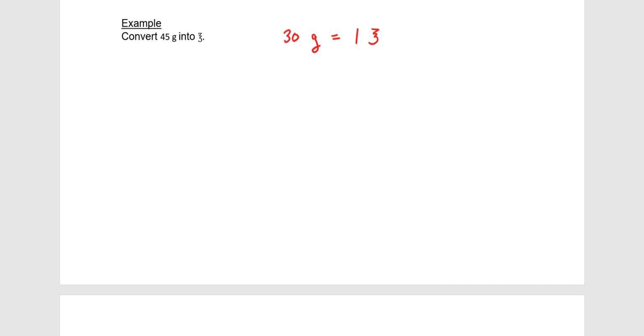And I'll try to use the abbreviations just so we make sure we're comfortable with that. So we're starting with 45 grams, and we need to multiply this by 1 ounce over 30 grams. So when we multiply these, the grams cancel. 45 times 1 divided by 30, that gives us 1.5 ounces.